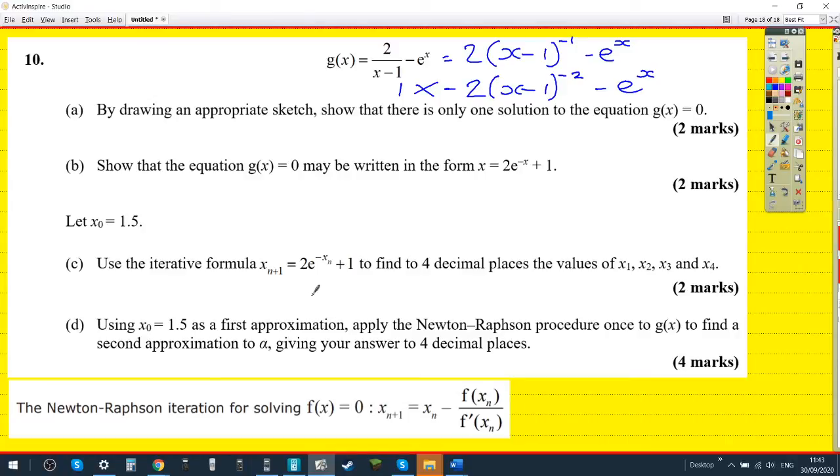Go for it. So am I doing 1.5 minus 2 over 1.5 minus 1 minus e to the 1.5, all over minus 2 times 1.5 minus 1 to the power of minus 2 minus e to the 1.5. Yeah. And that whole thing is over minus 2. Okay, put that in your calculator. Yep.